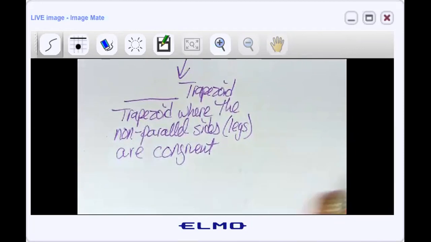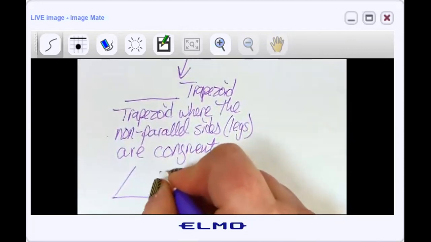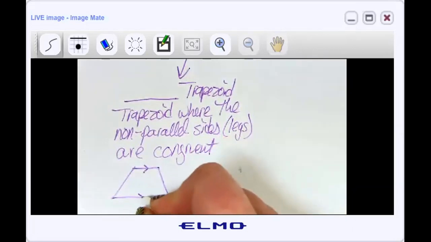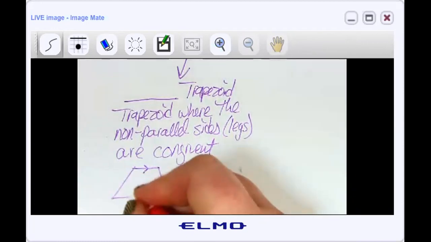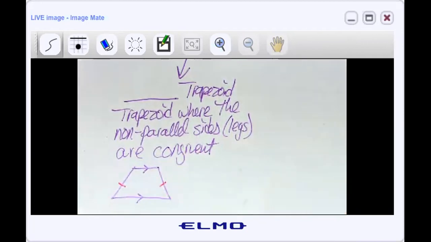So it looks like this. You have one pair of sides that's parallel, that makes it a trapezoid. But what's special about this type is that these other sides that are not parallel, they're equal to each other. So they're the same measure. So take a wild guess what type of trapezoid this is called.